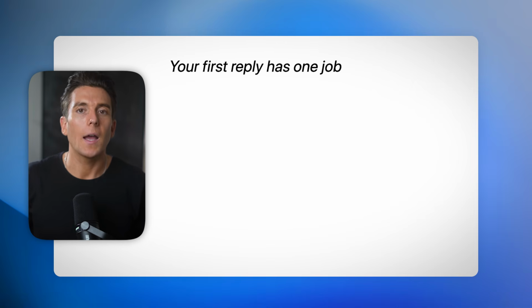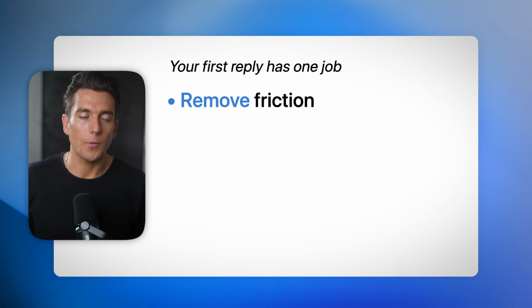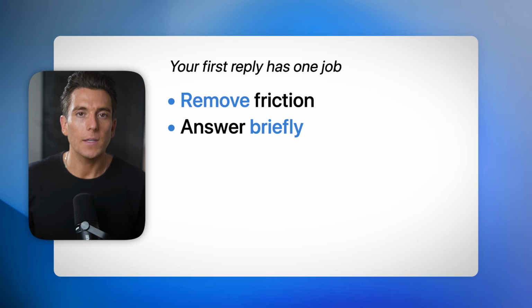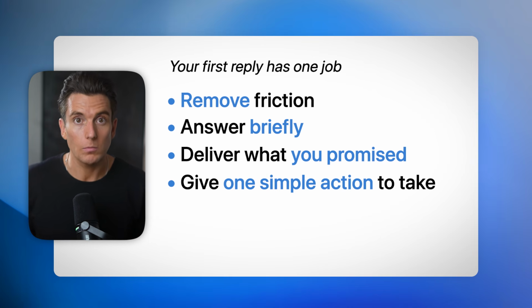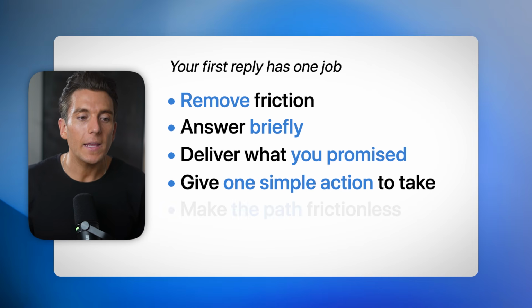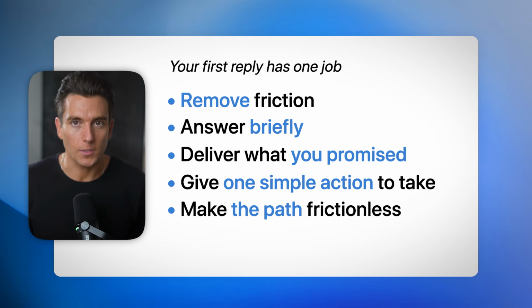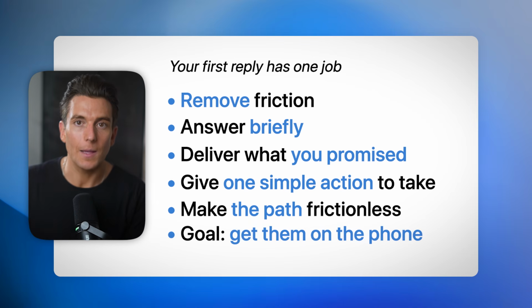Your first reply has one job: remove friction from the next step. Answer briefly, deliver on whatever you promised, whether it's a calendar link or something along those lines, and give them the one simple action to do, okay? Not a wall of text, okay? Not 5 qualifying questions. All we need to do is do that. We need to make the path as frictionless as possible. The goal right now is just to get them on the phone. Everything else gets sorted from there.